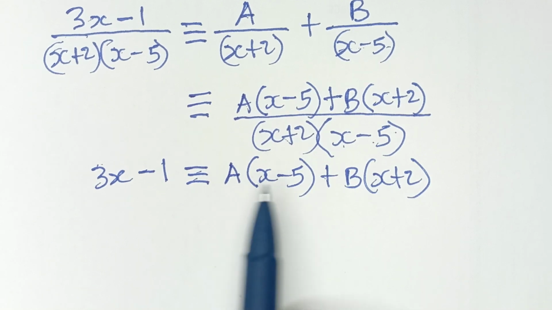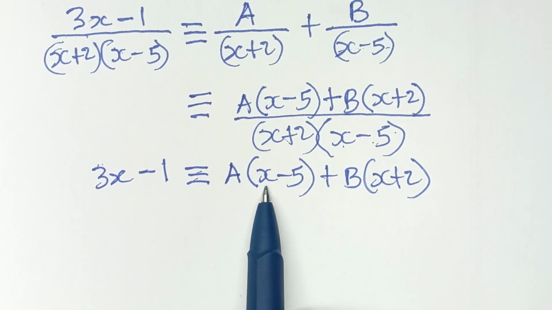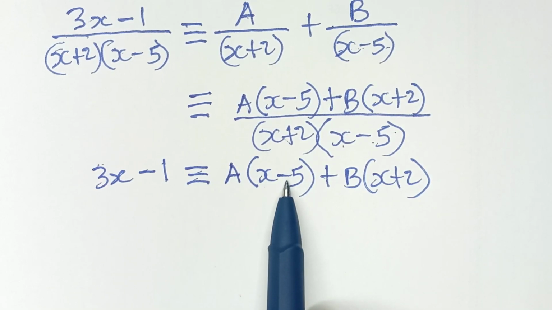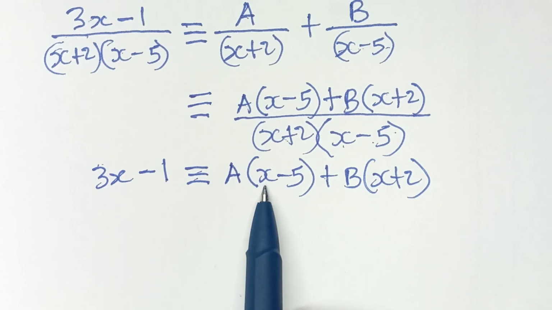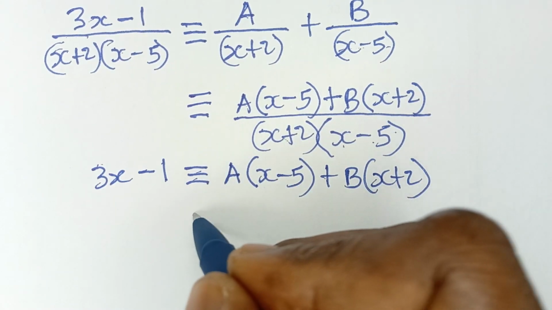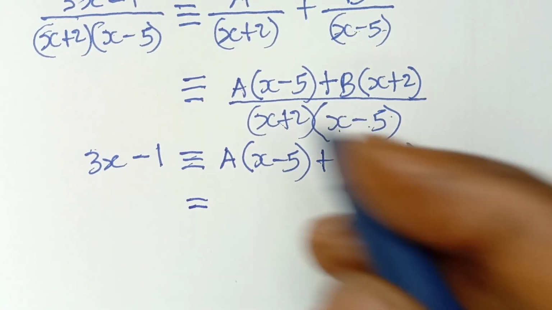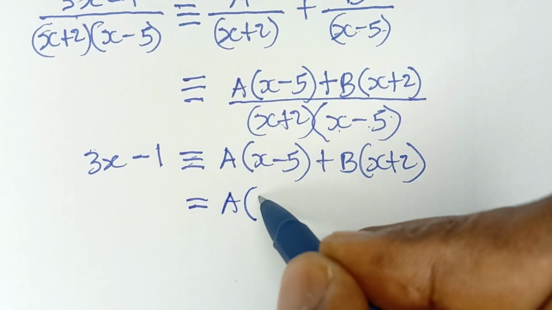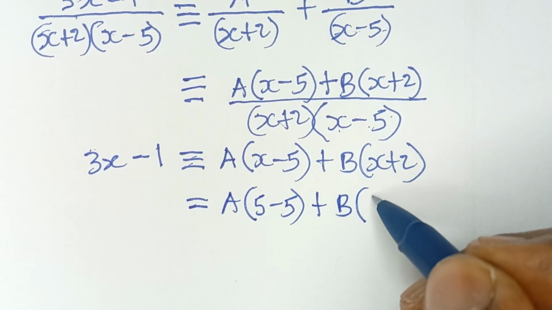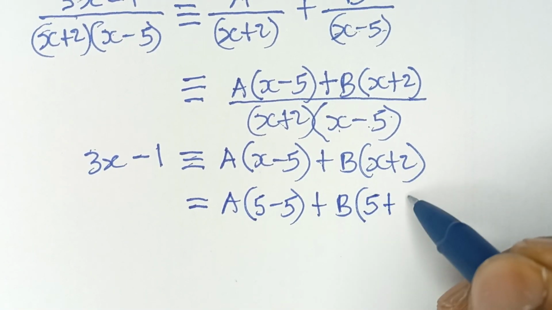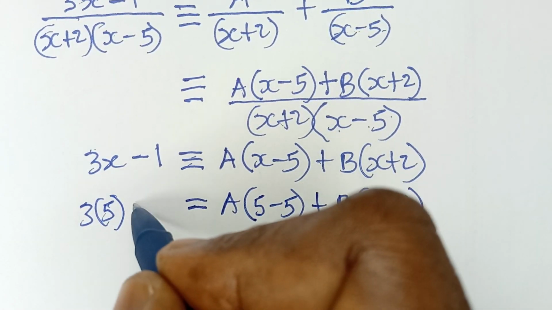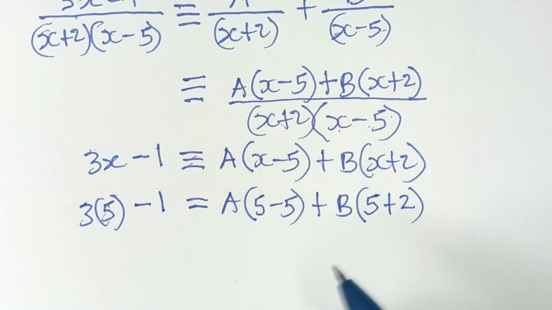So in order to eliminate a, we are going to take the value of positive 5, the opposite sign of negative 5. So positive 5 minus 5 will give us 0. And I can now use this equality sign. It is equal to a times (5 minus 5), plus b times, I'm also going to put the 5 here since we are taking x to be 5. And on this side too, I'm going to say 3 multiplied by 5, don't forget x is 5 now, minus 1. So that will help me to find the value of b.